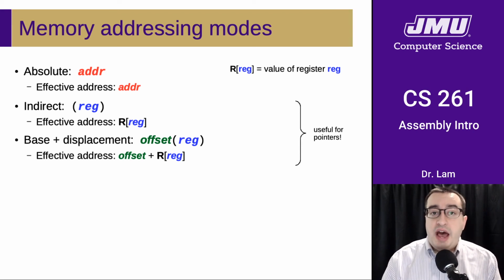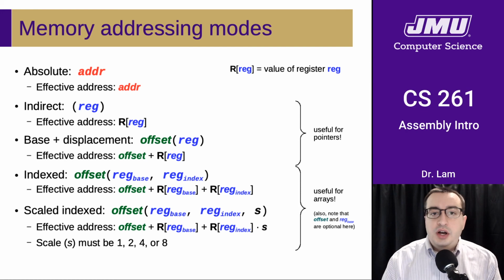We can also add a fixed displacement to the value of that register, and that's the base plus displacement addressing mode. Very similar, except that we now have a fixed offset that we write outside of the parentheses on the left-hand side, and we take that fixed offset and add it to the value of the register at runtime, and that's going to be the effective address.